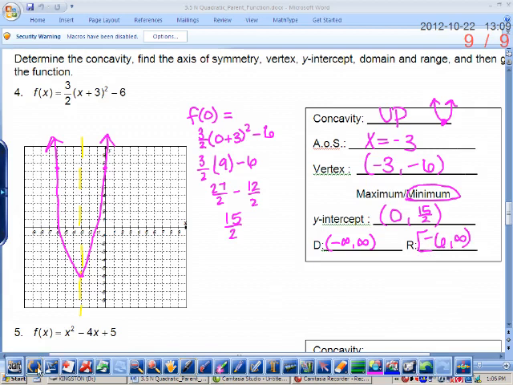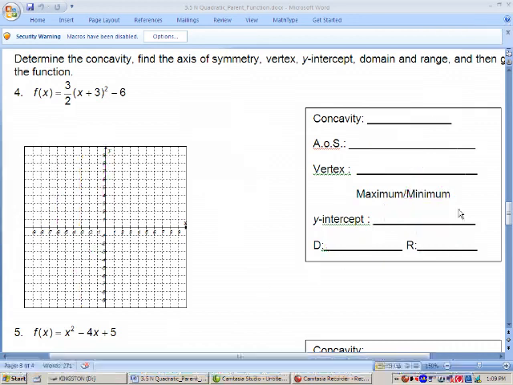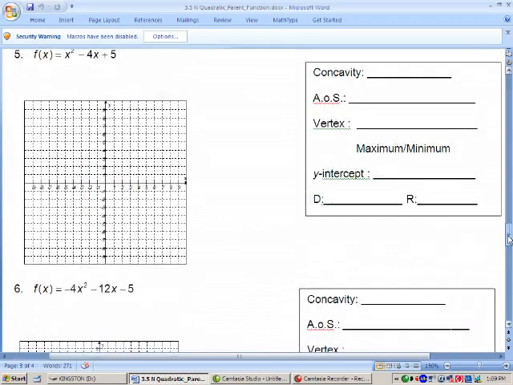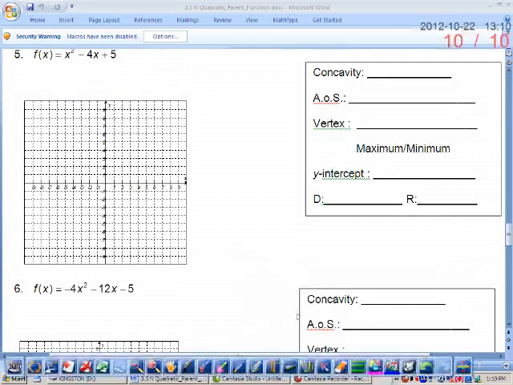Okay. Let's work one from standard form now. Look at number 5. F of x equals x squared minus 4x plus 5. Okay, is this concave up or down? Up. So is my vertex a maximum or a minimum? And what's the y-intercept? 0, 5. I like to figure out the easy stuff first, then start my computations.